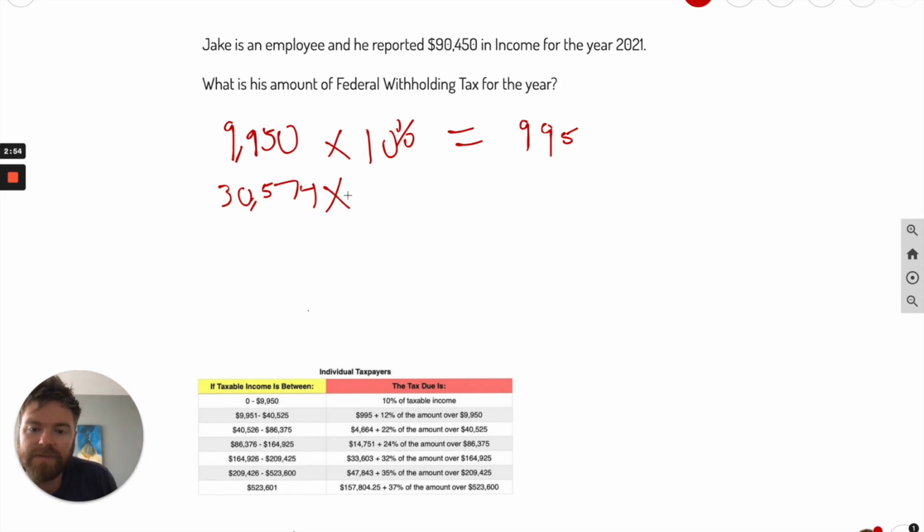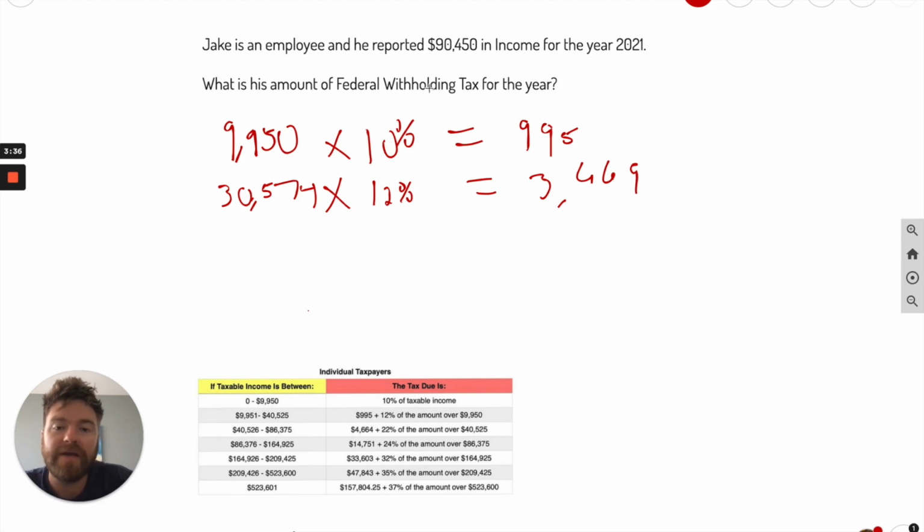So that's the actual taxable amount here, 30,574. We're going to multiply it here times the next bracket, which is going to be 12%. So the next tax bracket is going to be 12% taxed. And we'll multiply that. And we get 3,668.88. So what I'm going to do is actually I'm just going to round it up just to make everything so much easier. So it's 3,669. And I'll erase this so it's nice and clean. So 3,669.